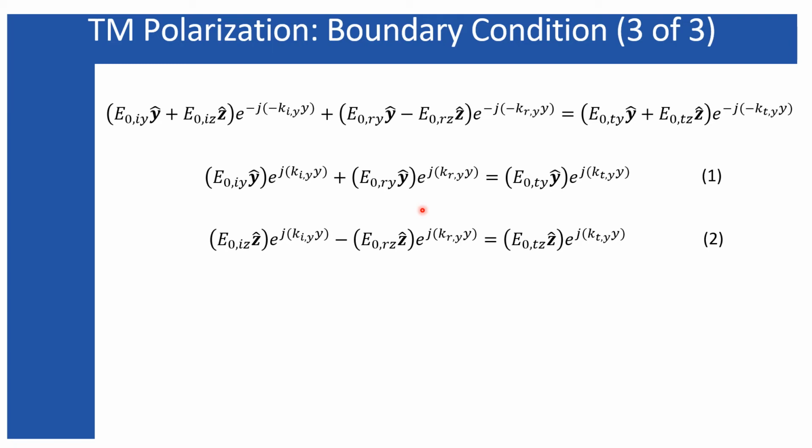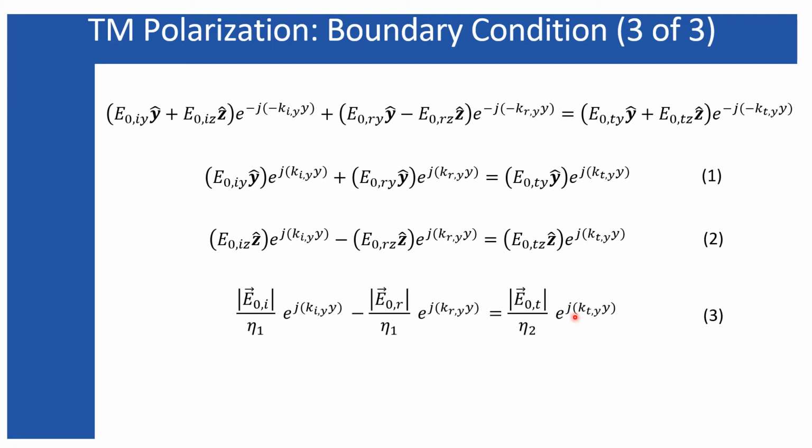Similarly, for the magnetic field, I have derived this equation by summing all the magnetic field components directed along the x direction. The x direction is also tangential to the interface. Therefore, we have to consider equation 1 and equation 3.